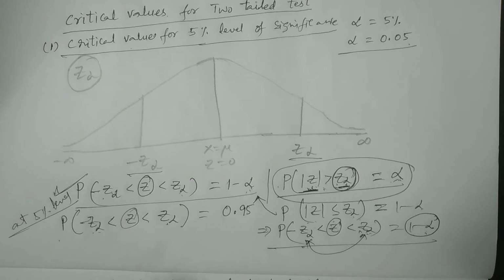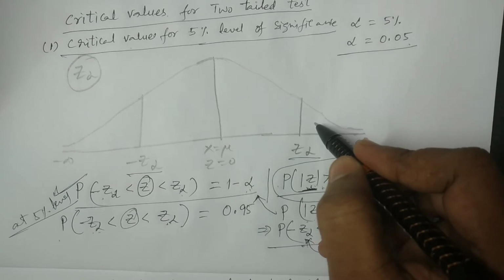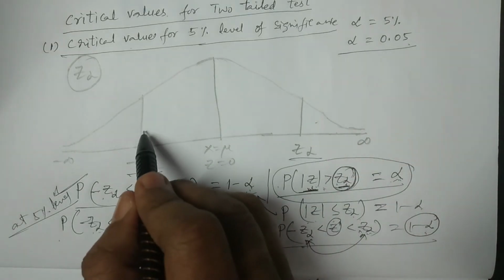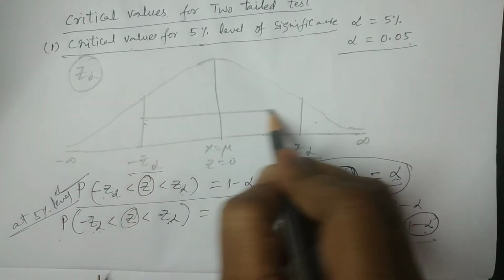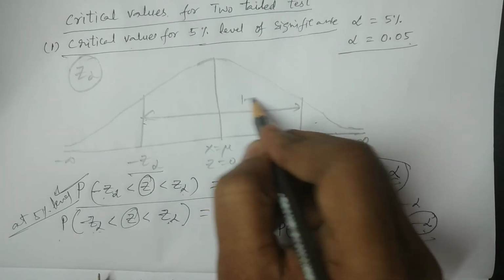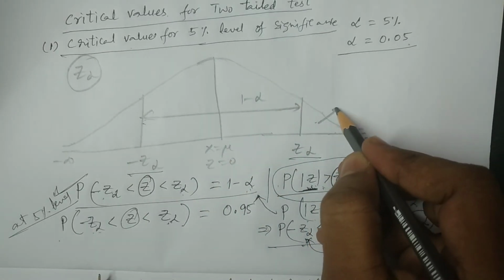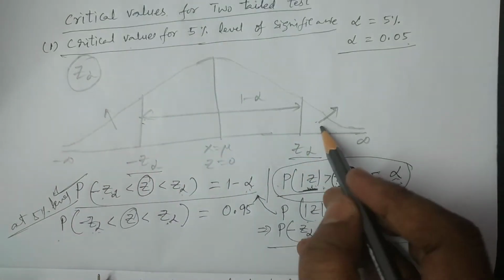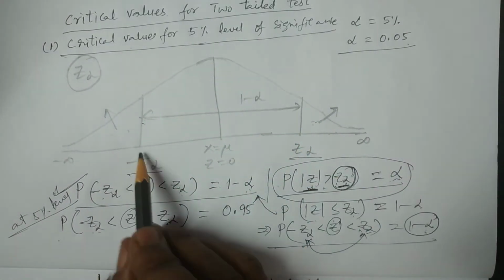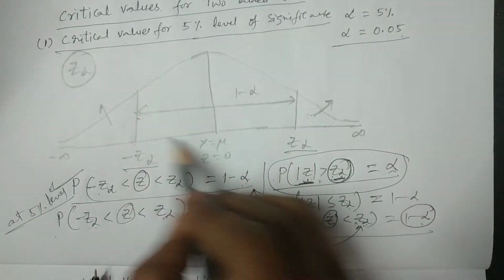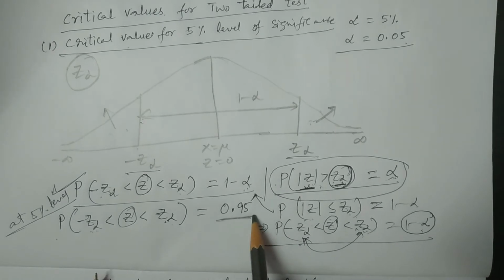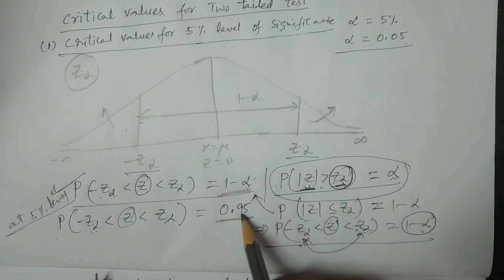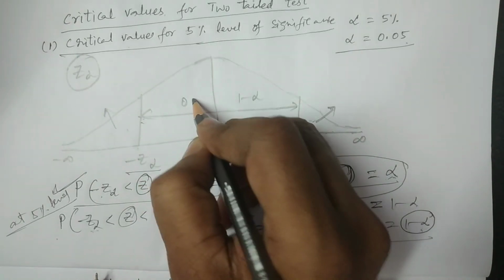Critical value is nothing but z alpha. Z is a calculated value. Z alpha is a critical value. So how to calculate it here? You see here, minus z alpha to plus z alpha. This area is 1 minus alpha, so these two remaining areas are alpha. If you include minus z alpha to plus z alpha, this entire area is 0.95, that is 1 minus alpha. I write here 0.95.